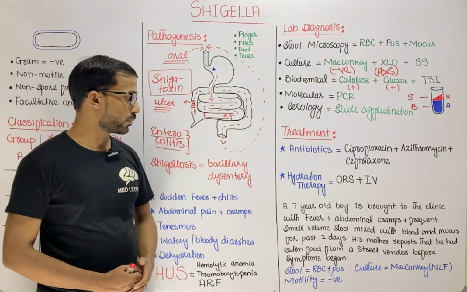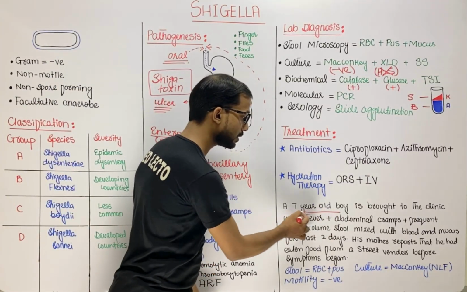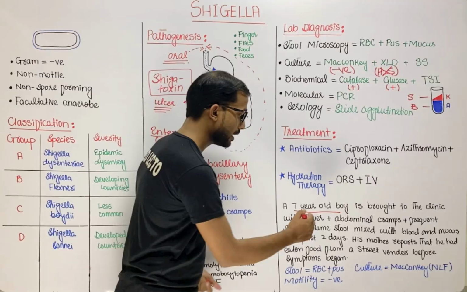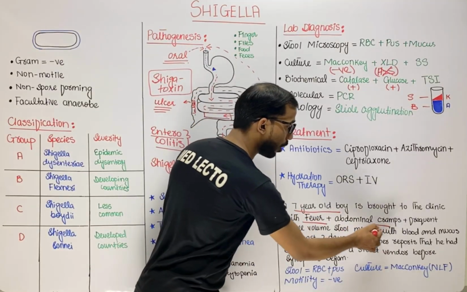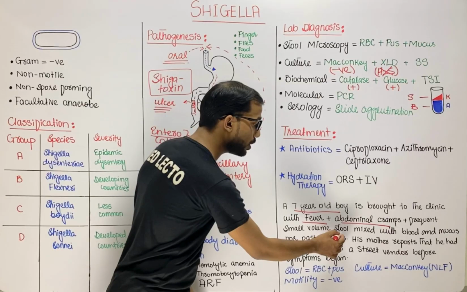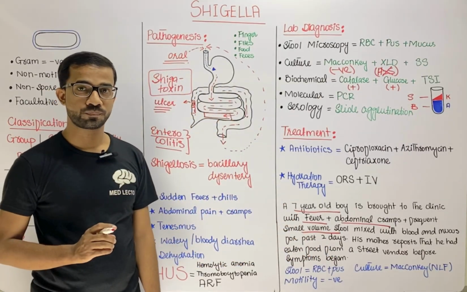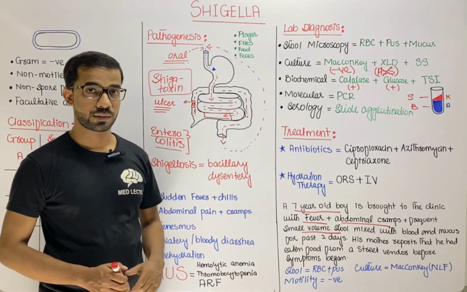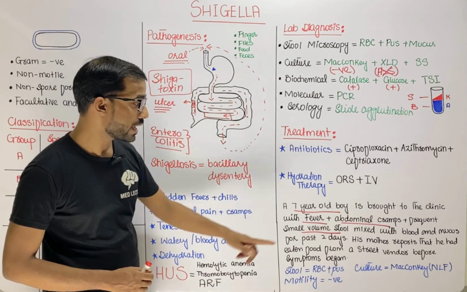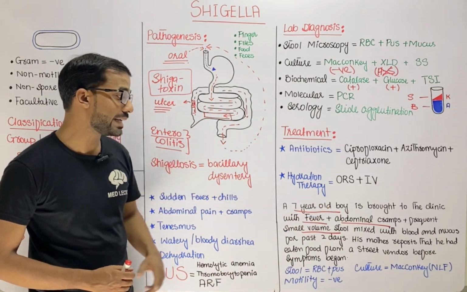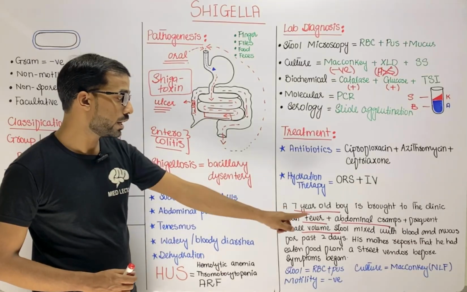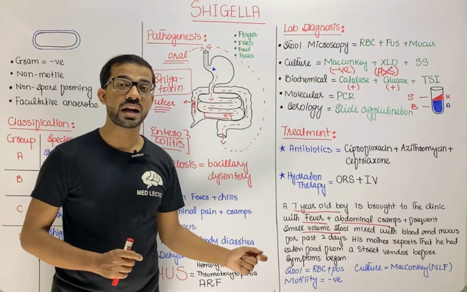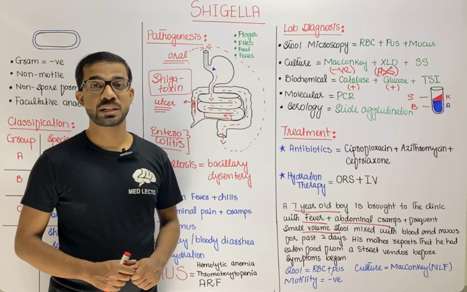Next, we will see the scenario. A 7-year-old boy, a young one, is brought to the clinic with fever. The patient is presenting with fever, abdominal cramps, and frequent small volume stools mixed with blood and mucus for the past 2 days. His mother reports that he had eaten food from a street vendor before symptoms began. So it means most probably this child has eaten contaminated food.